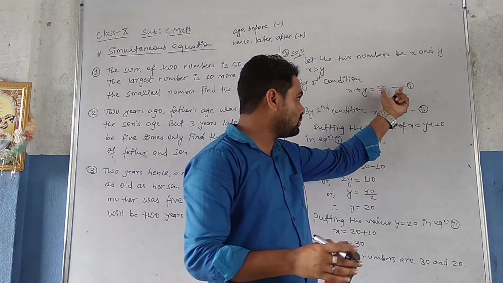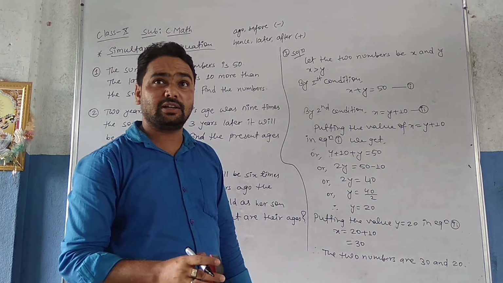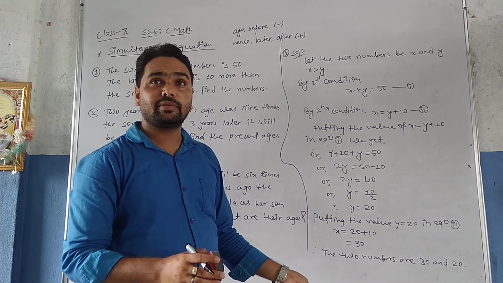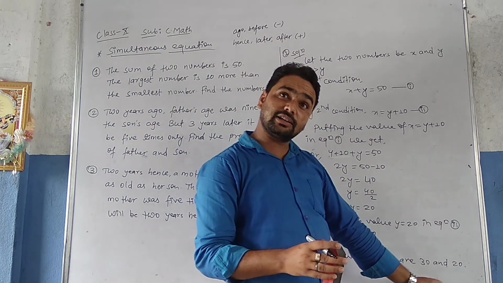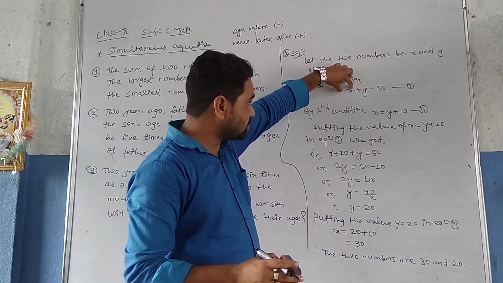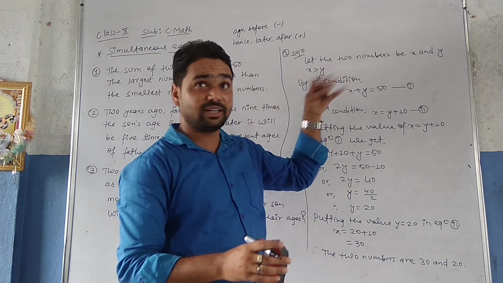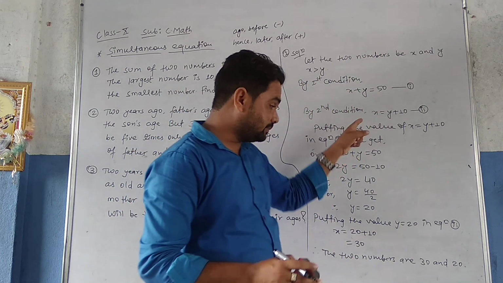If we put both these values in equation first and equation second, they satisfy. We can check easily whether our answer is right or wrong by putting in the values. Put x equals 30, y equals 20. 30 plus 20, we get 50. The first one is satisfied.